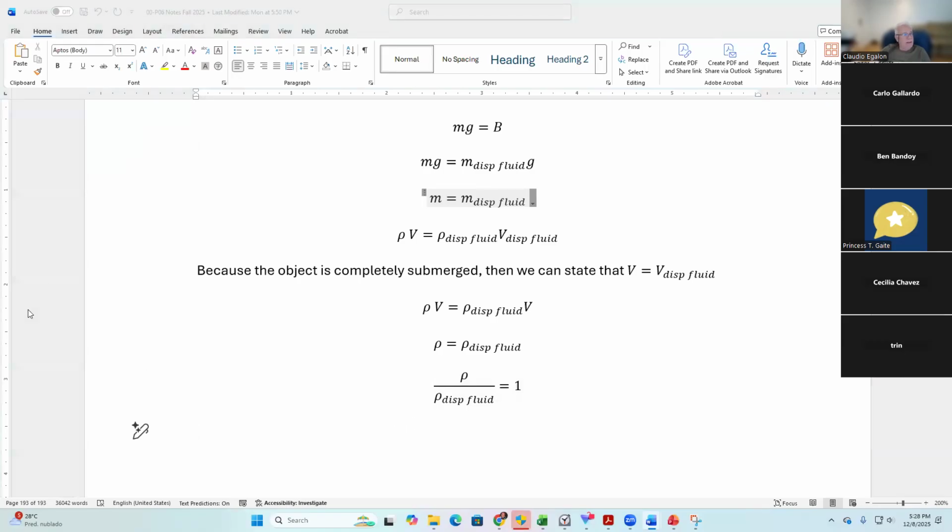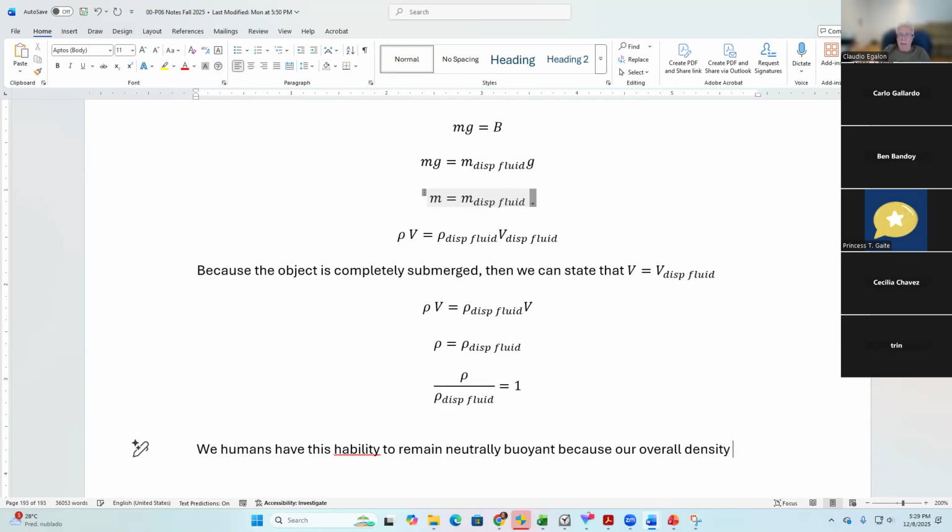Those are the three interesting conditions that we have there. We humans have this ability to remain neutrally buoyant because our overall density is very close to the water density.